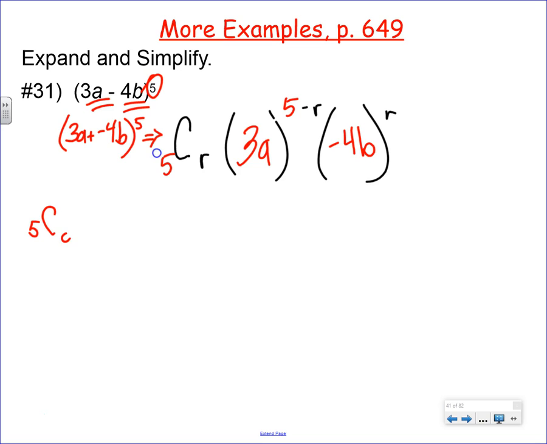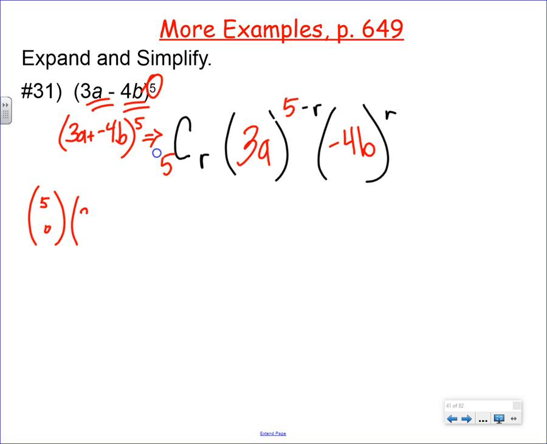Is anybody getting kind of annoyed with the nCr notation? Okay. Did you pick up on how there's another way of writing it? Yeah. Careful, not r over n. You could also do it this way. It's not a fraction. It's just notation for 5C0. So we could write it this way if it's a little bit easier for you.